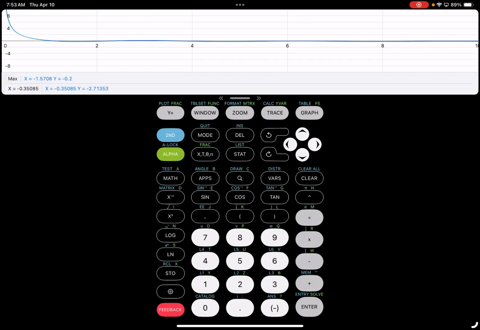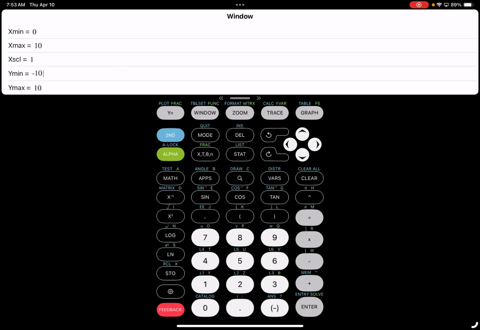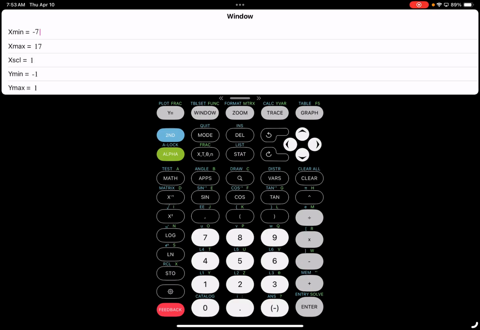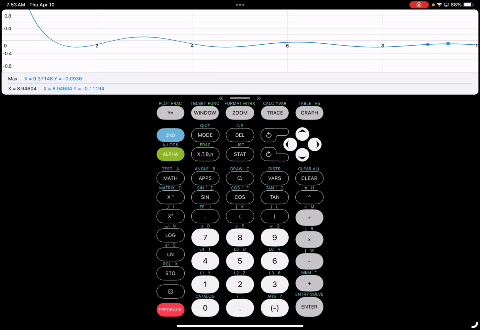So what I would do is I'd shrink my y window. We don't need to be from negative 10 to 10. I would maybe go from negative 1 to 1. Yeah, just try negative 1 to 1. I think that's going to be enough. If it's not, we'll change it again. Oh, yeah, that's enough. Now, can you see how many times it crosses the x-axis from 0 to 10? Once. Okay, I've got to change my y-min. Oh, I see. It crosses more than once.